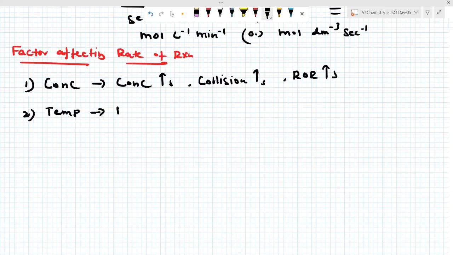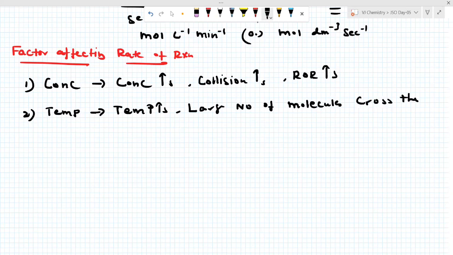Temperature is a factor. When temperature increases, a large number of molecules cross the energy barrier. Listen, what is the energy barrier? That is called threshold energy.